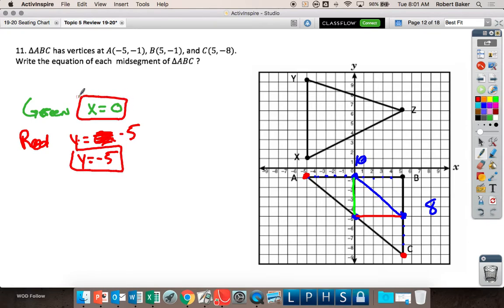Now we're looking for the blue line. What is the equation of the blue line? We need to count the slope of the blue line. 1, 2, 3, 4, down 4. 1, 2, 3, 4, 5, over 5. So my blue line has a slope of down 4 over 5.